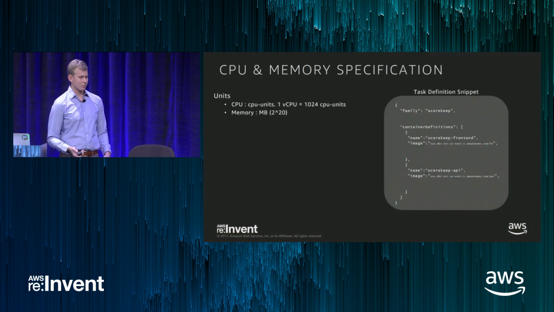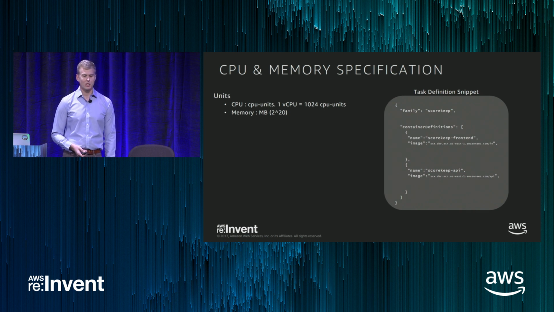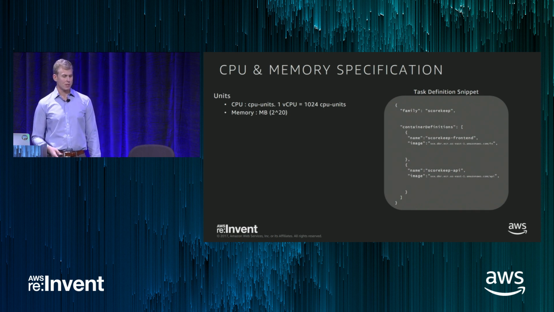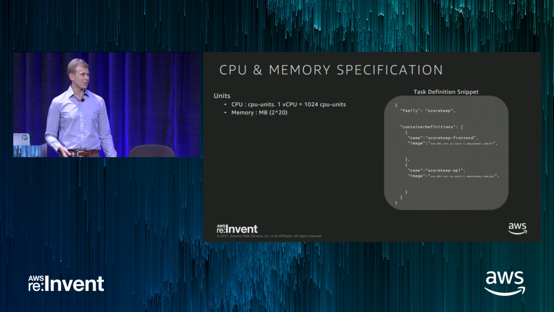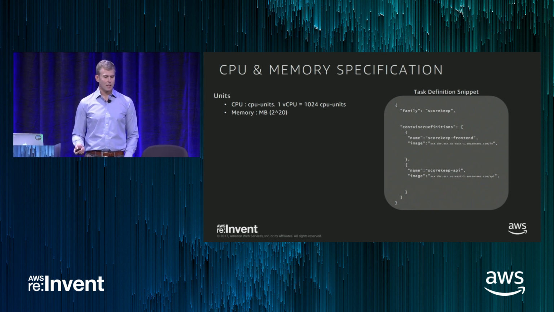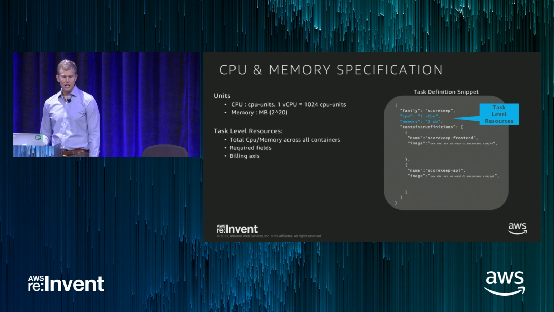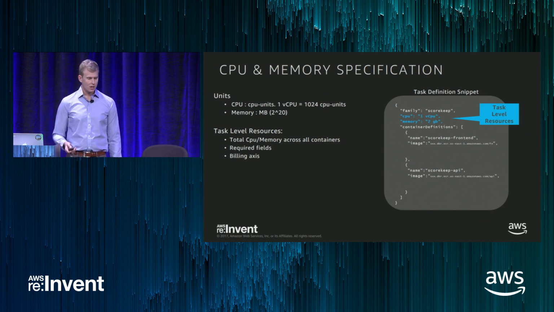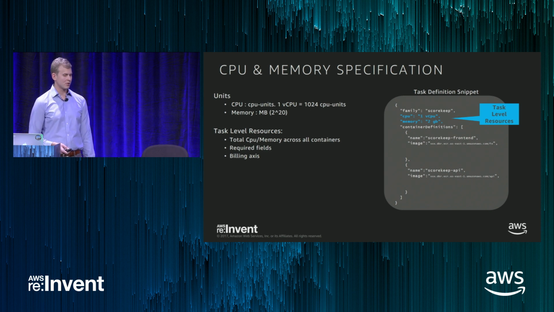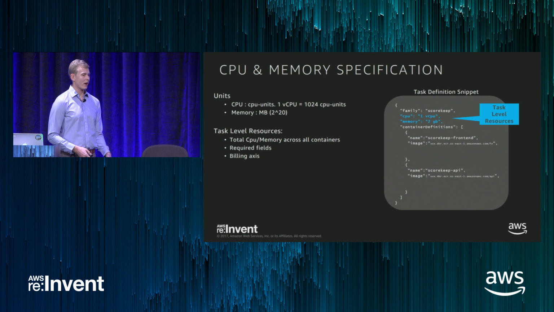So let's first add in compute to this. For those familiar with ECS, the units have been kept the same. You can specify CPU in CPU units, and you can specify memory in megabytes. However, we have introduced a new concept known as task-level resources. These task-level resources allow you to set a ceiling for the total amount of resources that your task can consume. And so this gives Fargate the information it needs to be able to allocate the correct capacity on your behalf when launching your task. Task-level resources are the only required resource parameters with AWS Fargate.